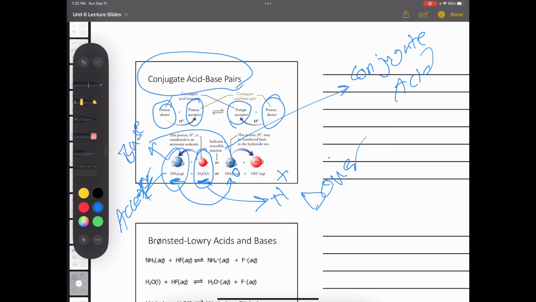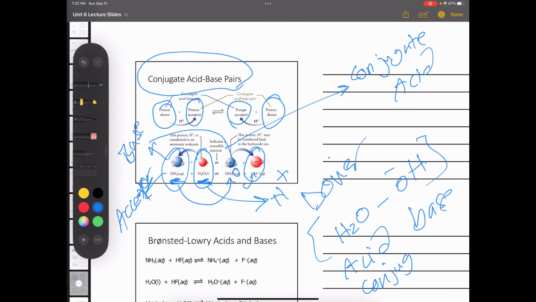Okay? Same thing with the water. The water is the donor for the hydrogen. If I look at the OH here, this will be the conjugate base for the acid water on the reactant side, because if I add the proton back into the hydroxide, it will form the original water molecule on the reactant side. So the OH and the H2O, this is an acid-base conjugate pair.